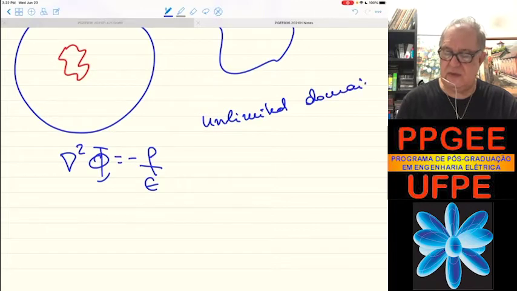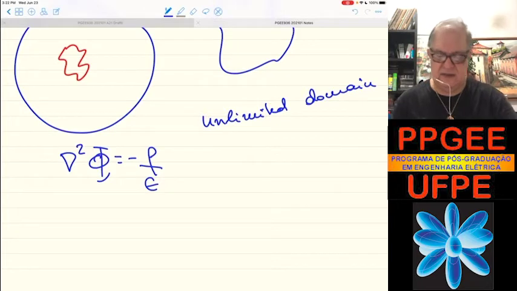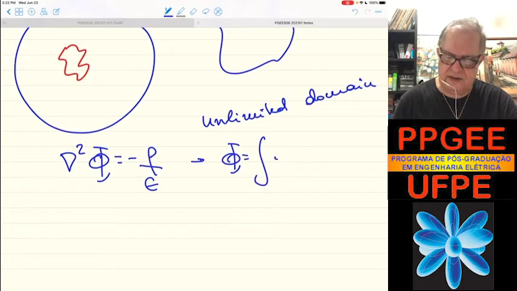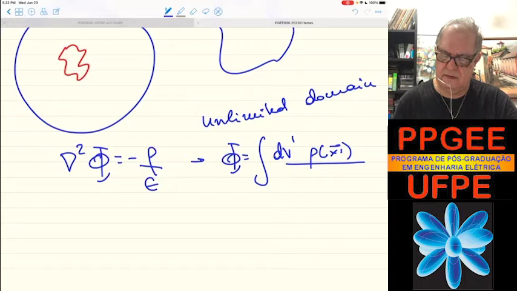That's what we are doing today here, right? We have a charge distribution in unlimited domain. So the solution is that integral expression for the potential. Epsilon goes to the denominator right there, right?